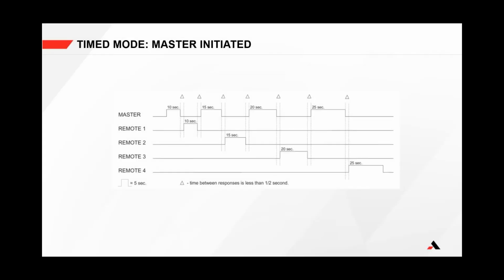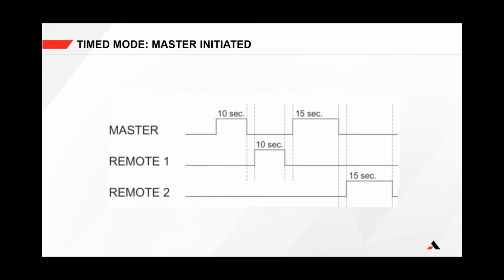The duration of these pulses indicates the checkback address. A 5-second pulse is master, a 10-second pulse is remote 1, a 15-second pulse is remote 2, etc. The master initiates a checkback by sending a 10-second pulse. If remote 1 receives a 10-second pulse, then it transmits a 10-second pulse in response.